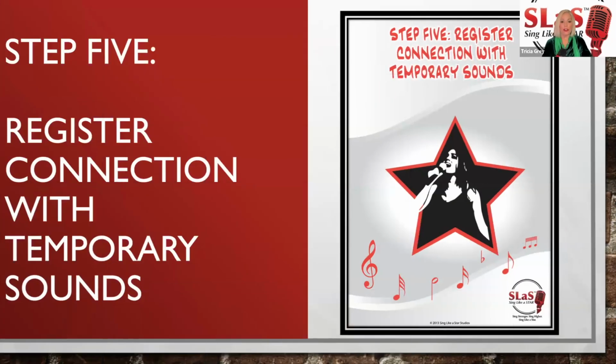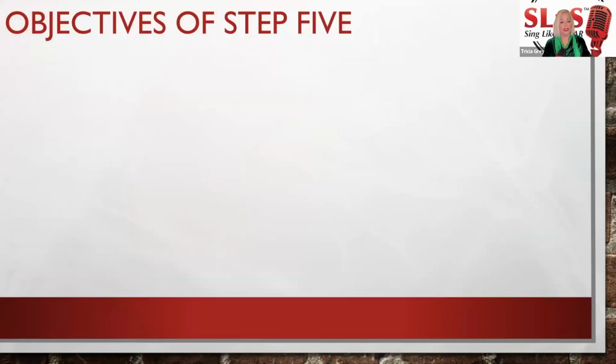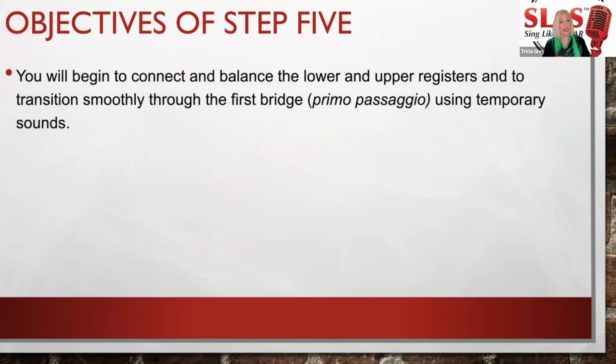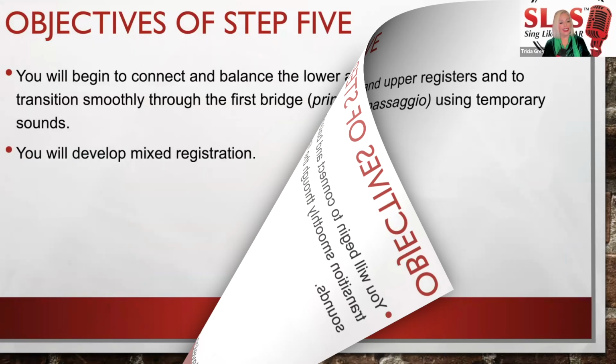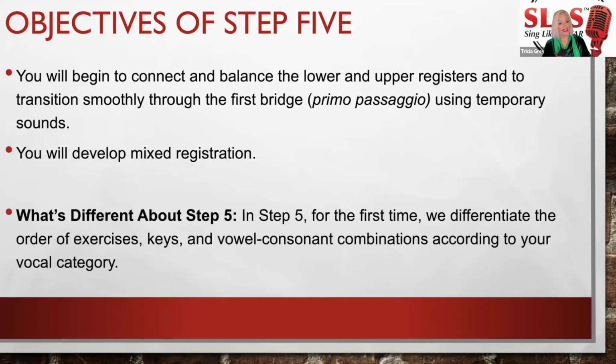Step 5, register connection with temporary sounds. The objectives of step 5. In step 5, you'll begin to connect and balance the lower and upper registers and to transition smoothly through the first bridge or primo passaggio using temporary sounds. You'll begin to develop mixed registration.